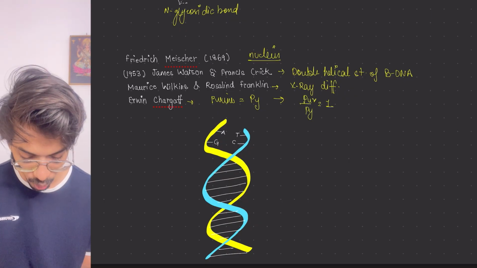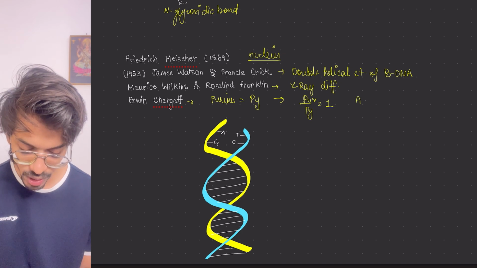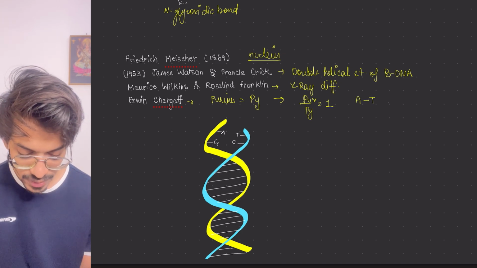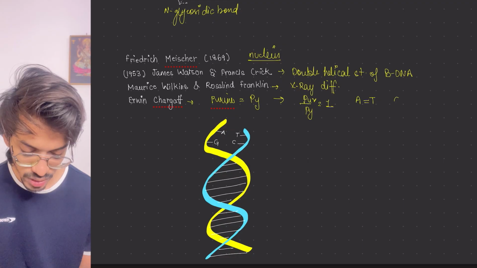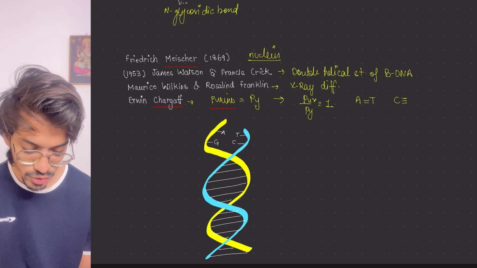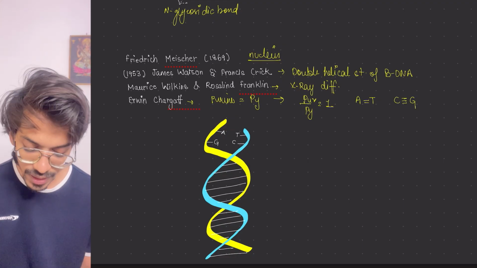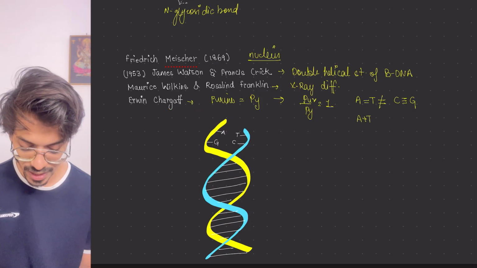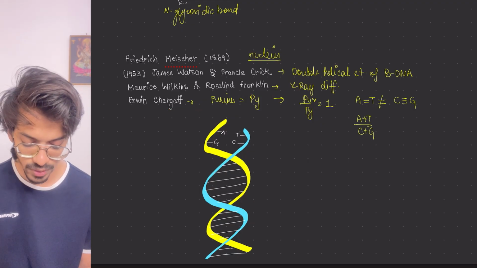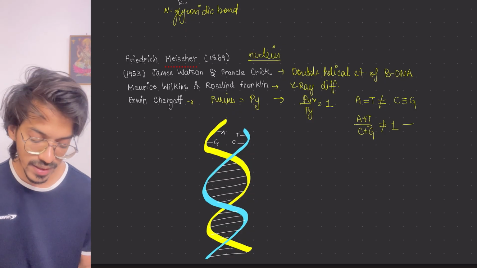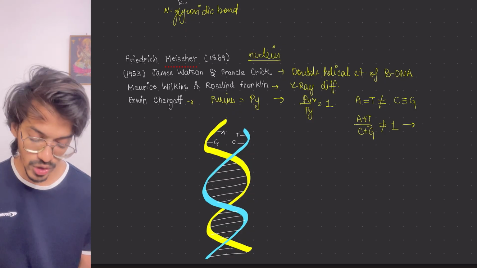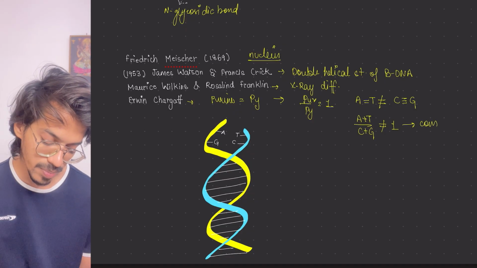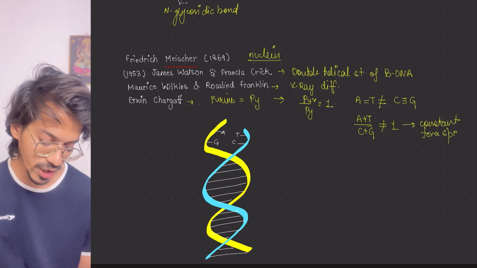But the bonds, like A will make a bond with what? T with a double bond, and C will make a triple bond with G and vice versa, and their numbers won't be equal. Means if you take A plus T and G plus C, it won't be equal to 1, and it is variable for different species but constant for a species. Constant for a species, it won't change.